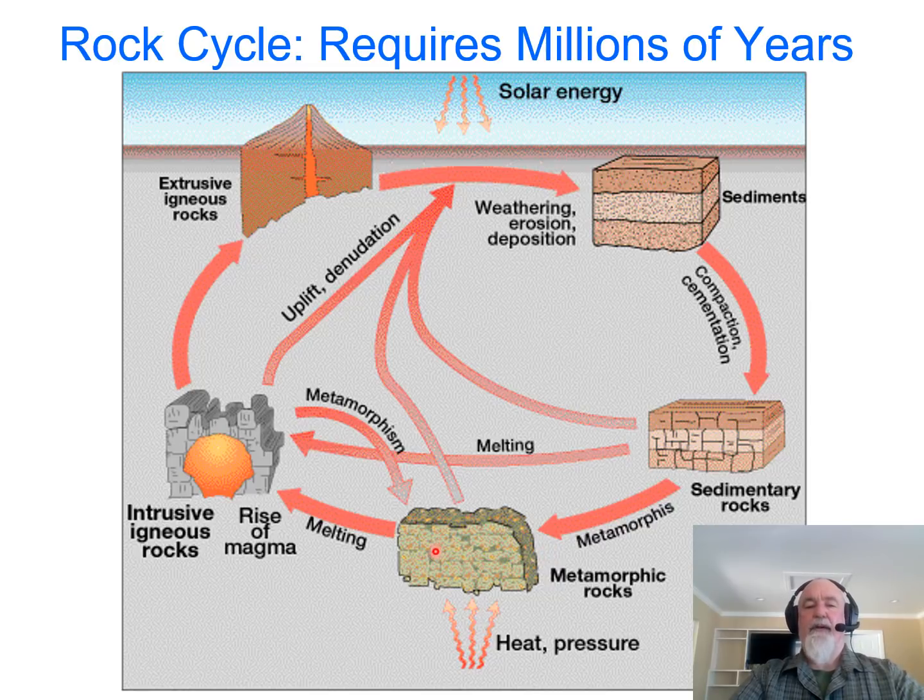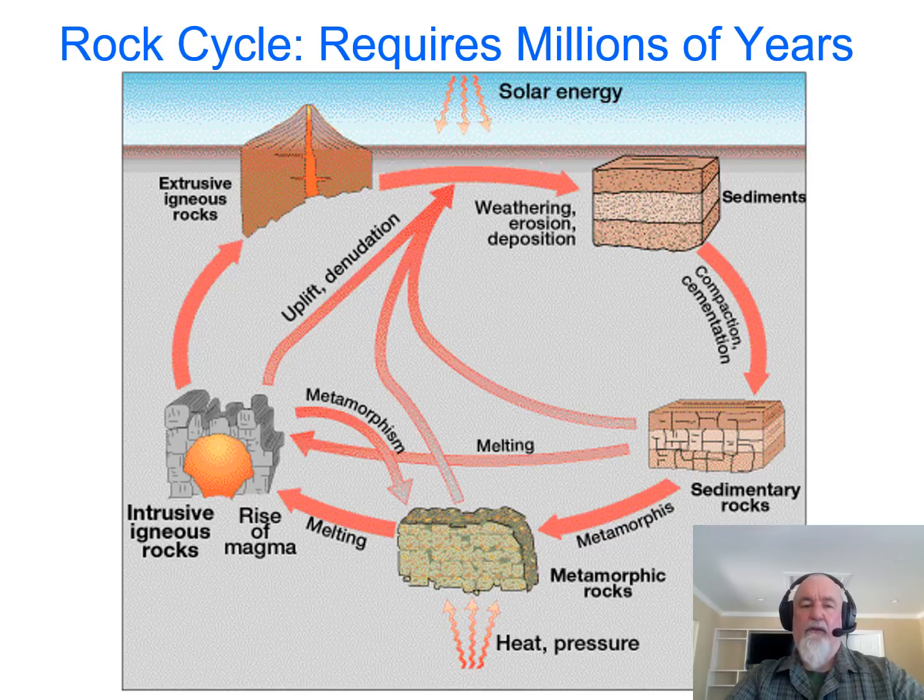So we form some metamorphic rocks, and they can stay underground for hundreds of millions of years, or they could get uplifted to the surface, exposed to the elements, weathering and erosion, and turning them back into sediments. Or those metamorphic rocks could be subjected to even more heat and pressure, finally melting them and turning them back into magma, where we started.